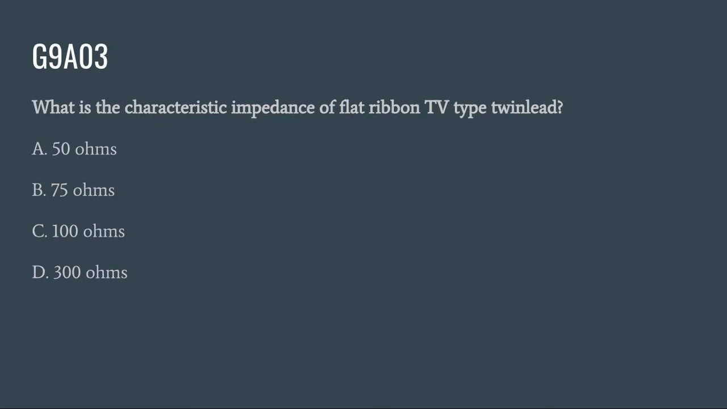G9A03. What is the characteristic impedance of flat ribbon TV type twin lead? A. 50 ohms. B. 75 ohms. C. 100 ohms. Or D. 300 ohms. Correct answer, D. 300 ohms.